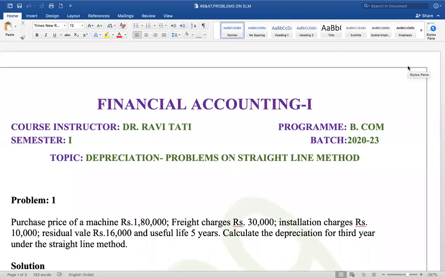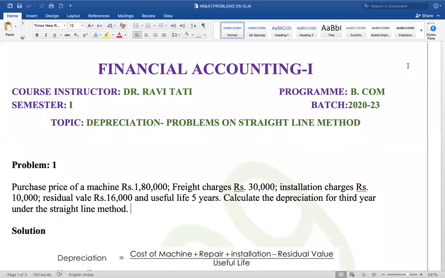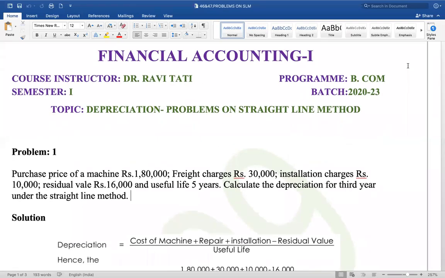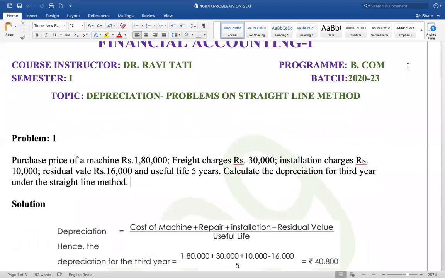Good morning, students, once again, and we will practice some problems on the straight line method of calculation of depreciation and accounting for the same. We have a problem in front of us. That's problem 1. It is very simple. There's an equation and you have to substitute the data in that formula or equation.